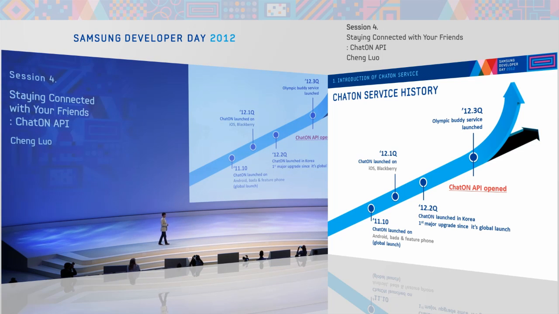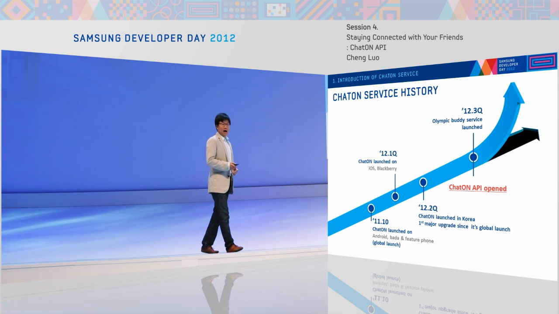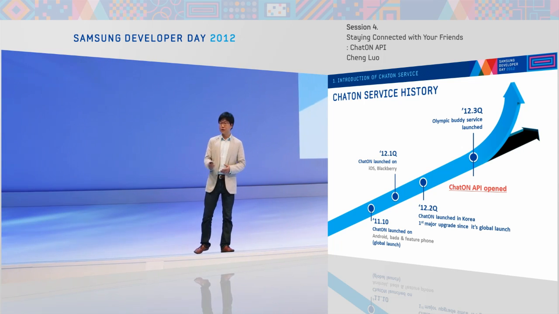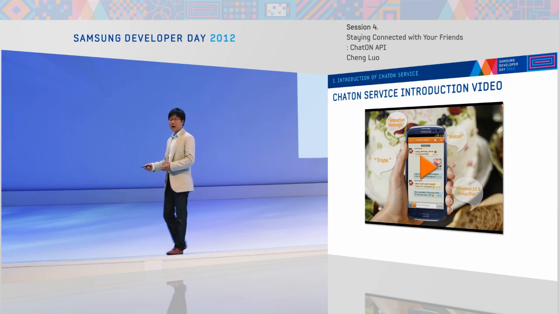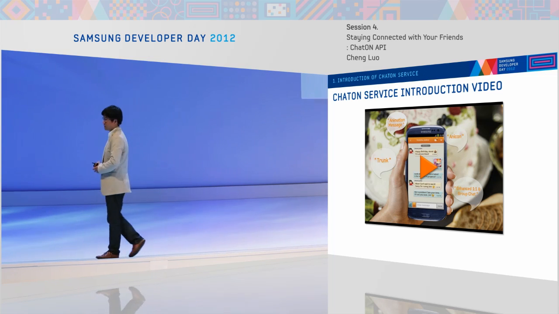And up to now, this month, in the third quarter of this year, we have launched a new service for buddies, like the Olympic buddy service, which means you can get the latest Olympic news and game results via the ChatON service. And we have also started to open the APIs to our developers. That means you can also utilize these features. I will run a quick tutorial video to show you how the ChatON service runs on the device. So let's watch the video.